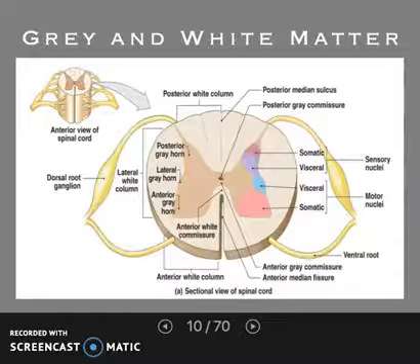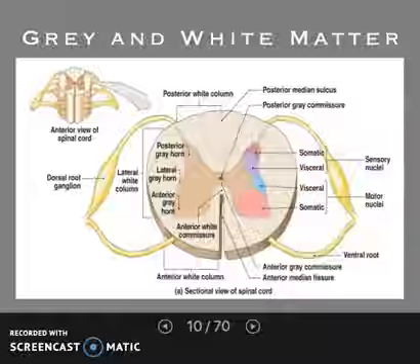Again, here's a dissection through the gray, or through the spinal cord. We've got white matter on the outside and gray matter on the inside. The gray matter is made up of neural cell bodies, right? So the soma of the neurons are in the gray matter, and then white matter, of course, is composed primarily of myelinated axons, right? Remember, myelin kind of has a white color to it just because it's full of fat.